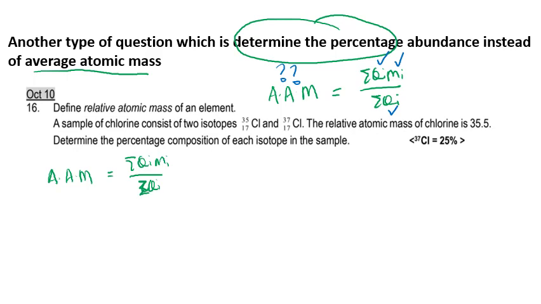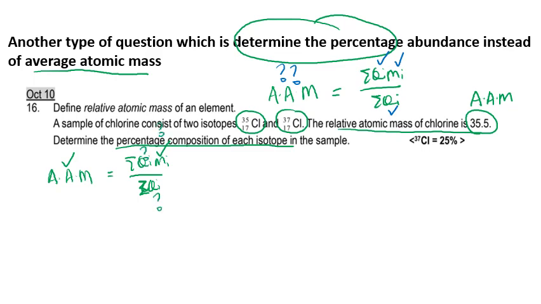Okay, so a sample of chlorine consists of two isotopes, chlorine-35 and chlorine-37. From this isotope notation, we have the mass. The relative atomic mass of chlorine is 35.5, which is also referred to as the average atomic mass. To determine the percentage composition of each isotope means that we have no abundance, which means the abundance is unknown.